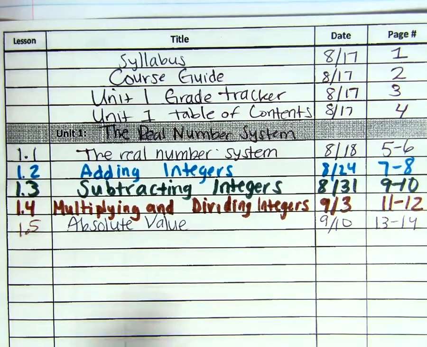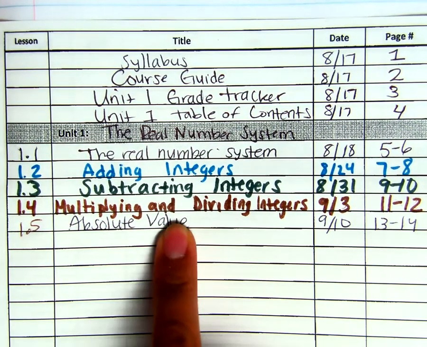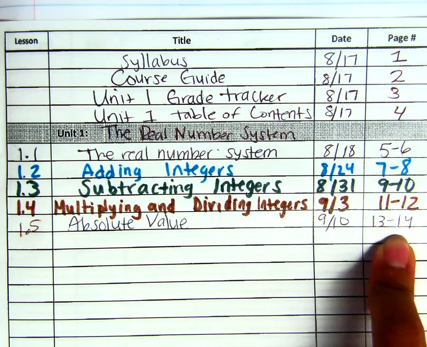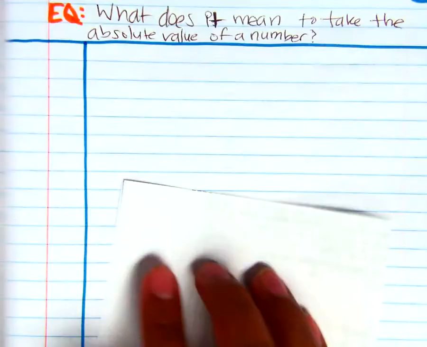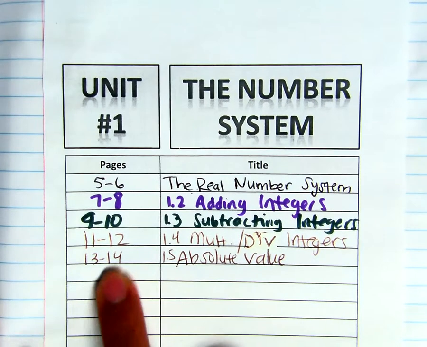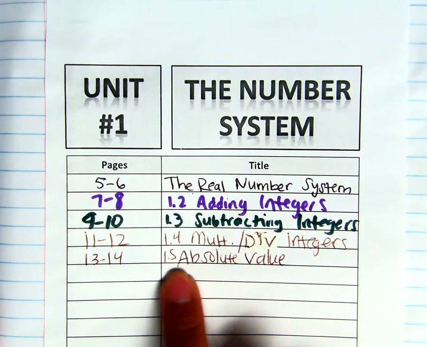Alright, so today we're going to be covering 1.5 absolute value. Today is the 10th, and we're looking at pages 13 through 14. You need to make sure it's also written on your second table of contents, the one for Unit 1, 1.5 absolute value.